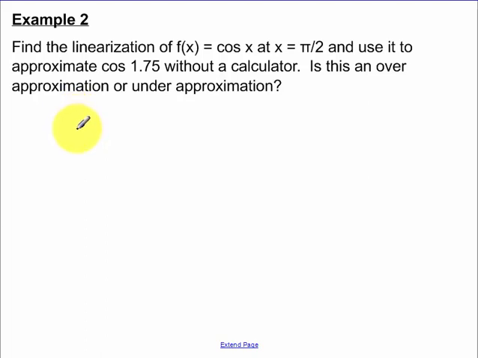For this example, we're going to find the linearization of our function at pi over 2 and use the linearization, not "it." I'm sorry, I apologize. I always yell at you guys about using the word "it." Use the linearization to approximate cosine of 1.75 without a calculator. Is this an over or under approximation?